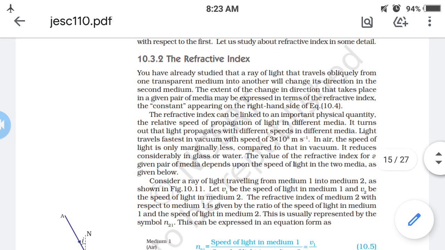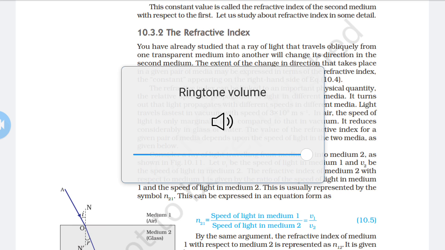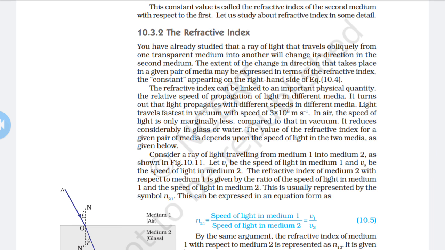So, first, what is the meaning of refractive index of a medium? A ray of light that travels obliquely from one transparent medium to another transparent medium will change its direction in the second medium. The extent of the change in direction that takes place in a given pair of media is expressed in terms of refractive index. The constant appearing in the equation sin i upon sin r is equal to constant.